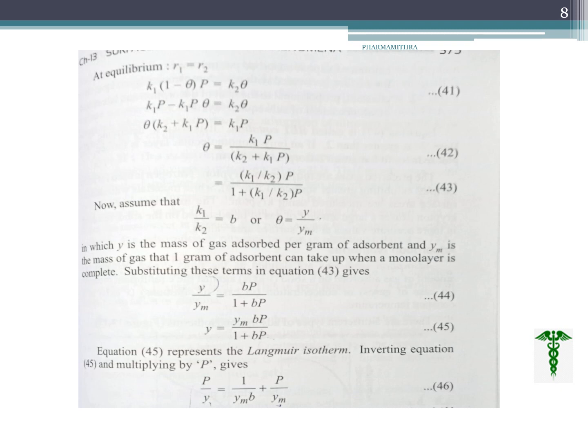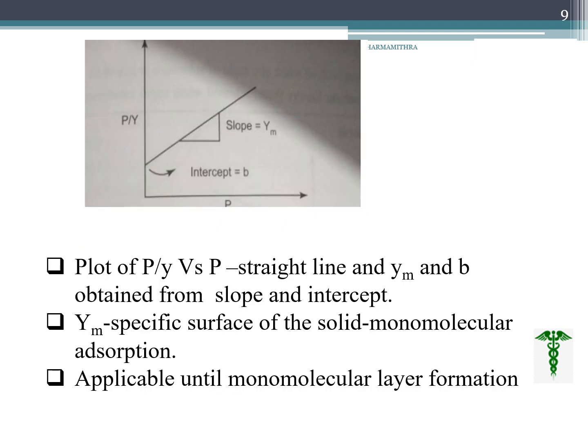Again, we assume k1/k2 is equal to b and theta is equal to y/ym, where y is the mass of the gas adsorbed and ym is the mass of gas converting to the monolayer. So instead of theta we write y/ym, and instead of k1/k2, b. The equation becomes bP divided by 1 + bP, and we convert it in terms of y. Inverting the equation and multiplying by P, we get P/y = 1/(ym b) + P/ym. So this is the final equation.